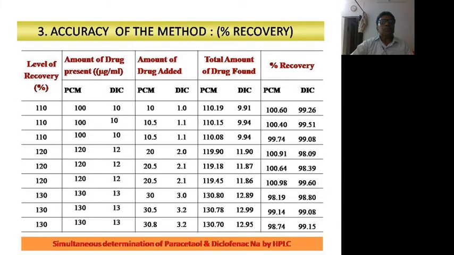Then this slide shows the accuracy of the method. I have performed the accuracy of the method by the standard addition method. The pure drugs have been added in the 100% solution and the percentage recovery was tested. The results show that whatever pure drug is added into the 100% solution, that much is recovered. So it means that my method is very accurate, very precise.